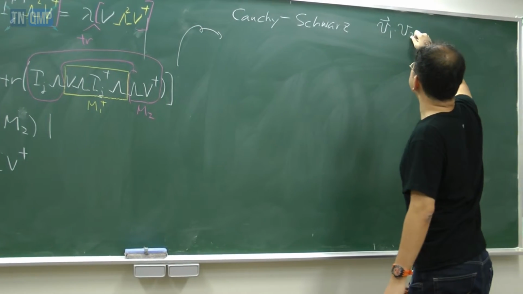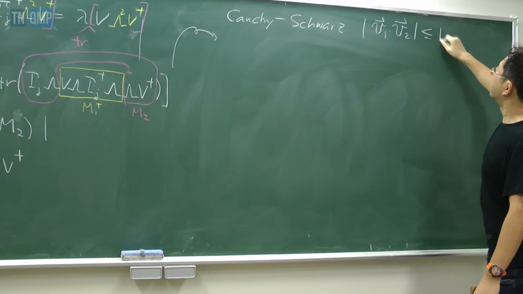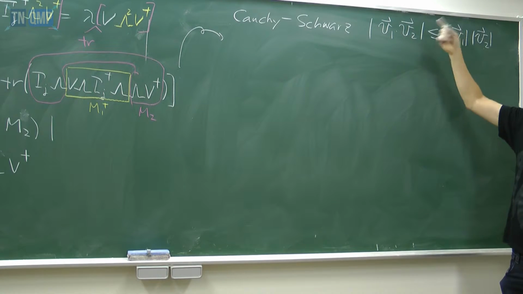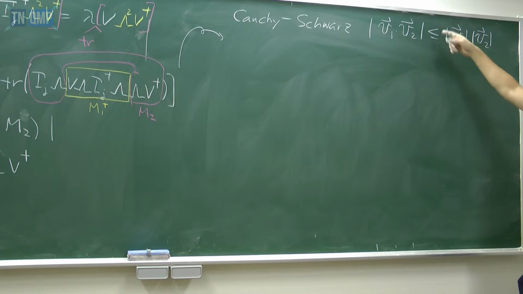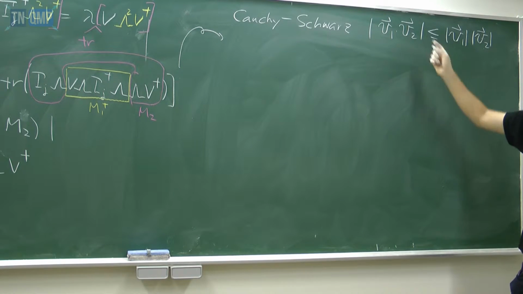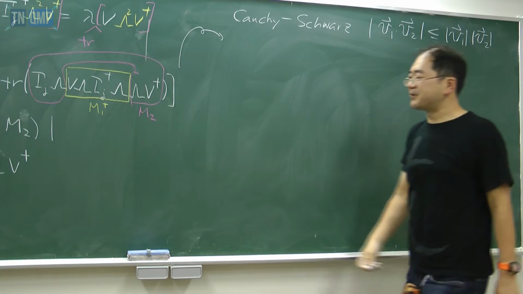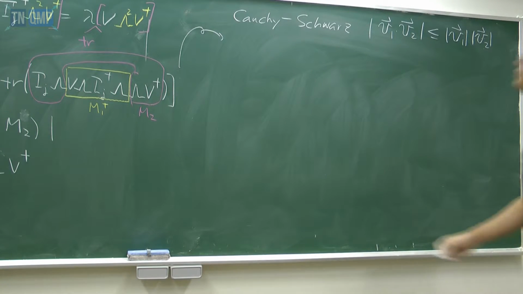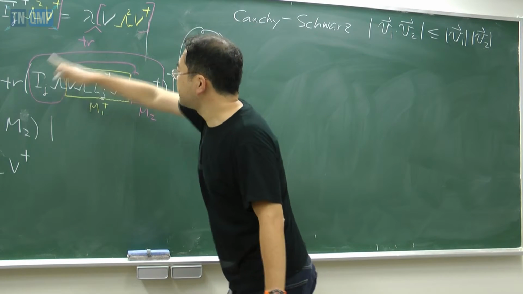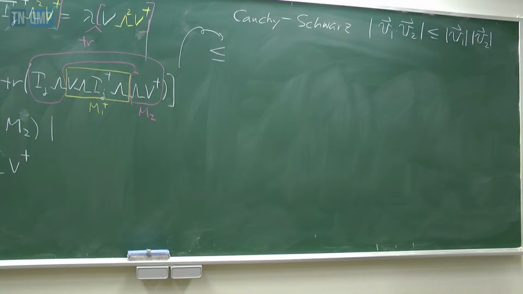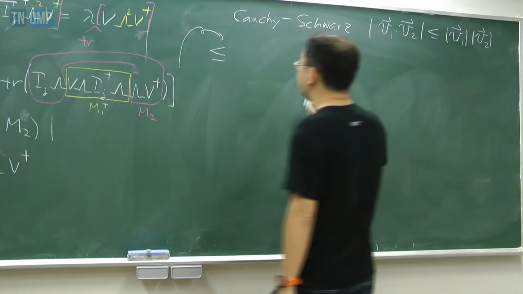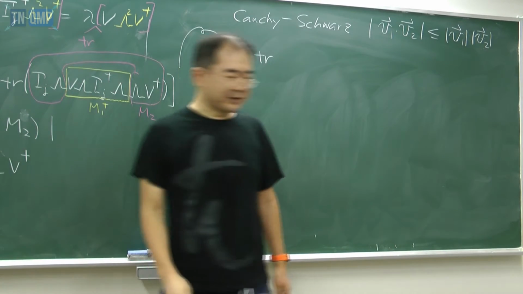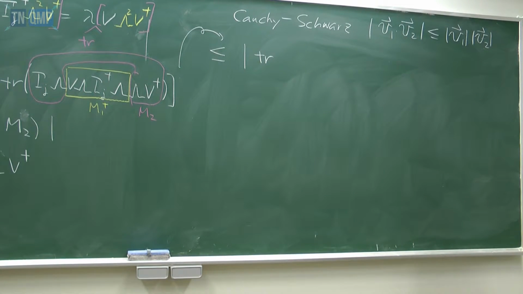v1 dot v2 absolute value is less than v1. So this is a trivial inequality in geometry, but you can apply this to more higher dimensional vector space and also to this inner product between two vectors. Then this product can be bounded by the length of this vector. So you still have the sum over j.